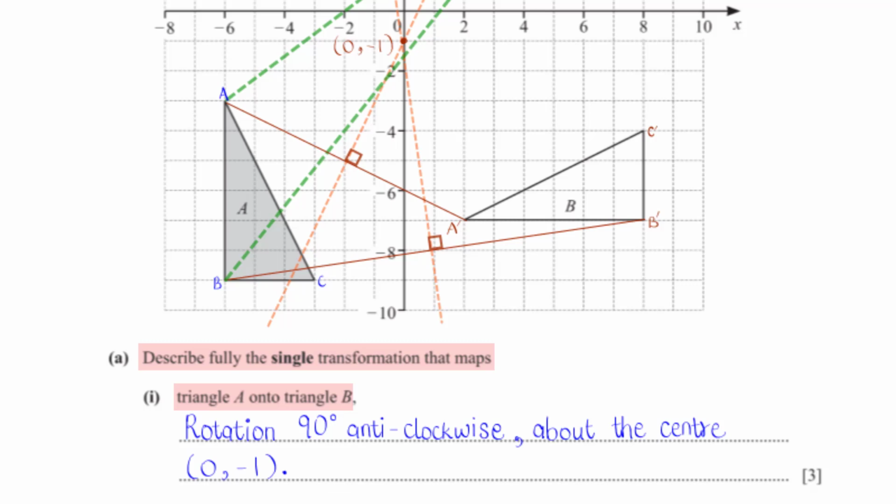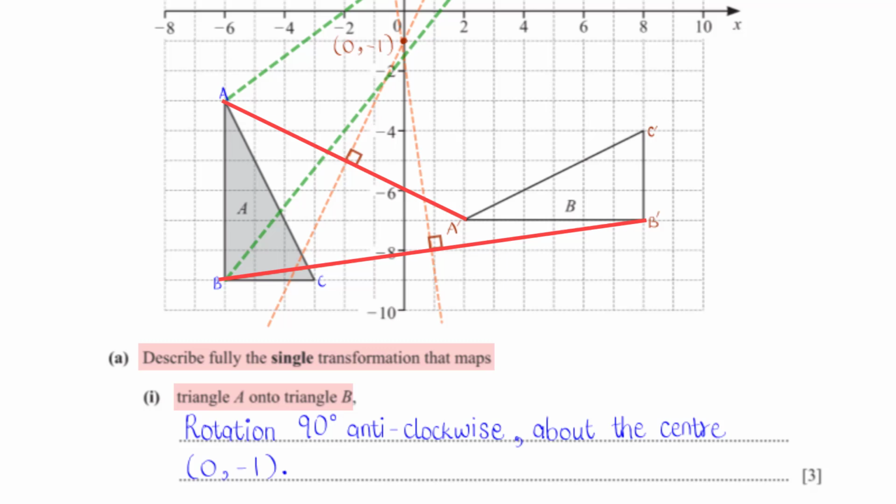So when we look at triangle A and triangle B, we can tell straight away that triangle A has been rotated 90 degrees anti-clockwise to get triangle B. The next thing we need to determine is the center of rotation. To determine the center of rotation, we can connect at least two corresponding points on shape A and shape B.